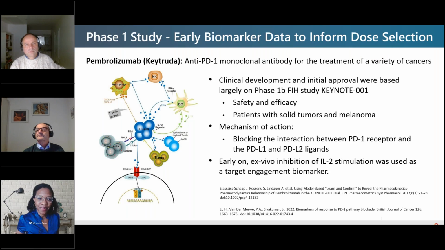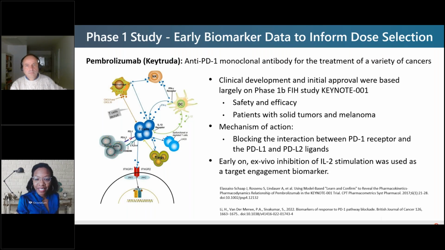Thanks, Italo. I will now present a case study on how early biomarker data were used to inform dose selection during development. We're going to consider the case of pembrolizumab, a programmed cell death receptor or PD-1 blocking antibody that was developed by Merck and Company for the treatment of a variety of cancers.